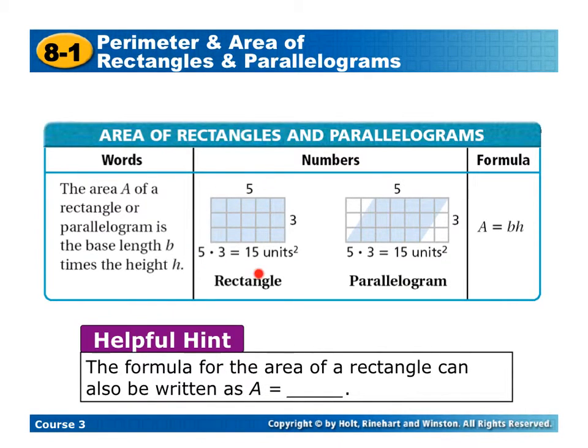Here we have our standard rectangle, which is 5 by 3, so it would be 15 square units. Here, even though we have a parallelogram, if you were to count all these, it would still cover 15 units squared, which is why the formula works for both. So just a hint, the formula for the area of a rectangle can also be written as area equals length times width, in place of the base times height formula that we see here.